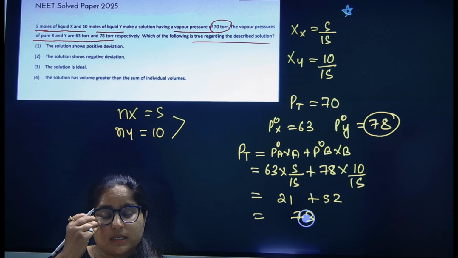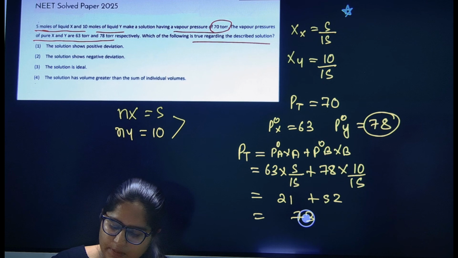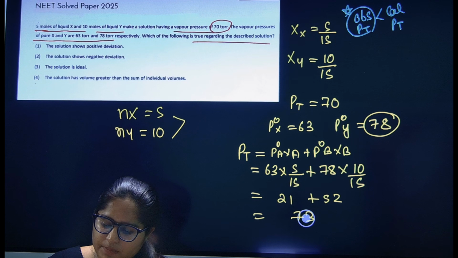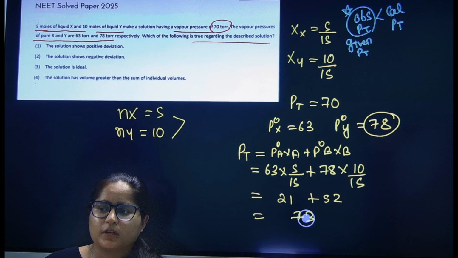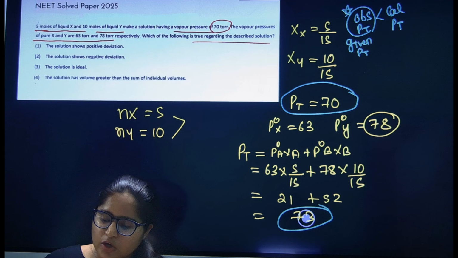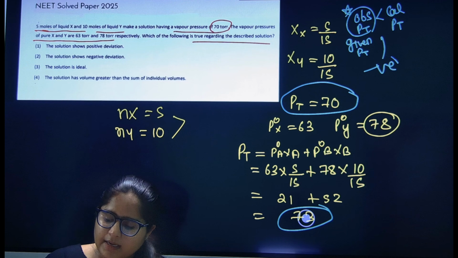Now those who are new, those who have not studied from me, I am writing one star point for those kids. You just add all those star points in your notebook. So what is the star point? The star point is when the observed total pressure is less than the calculated total pressure. Observed total pressure means the given total pressure. How much total pressure is given? 70 is given. How much have we calculated? 73. So whenever the given is less than calculated, it is negative deviation.